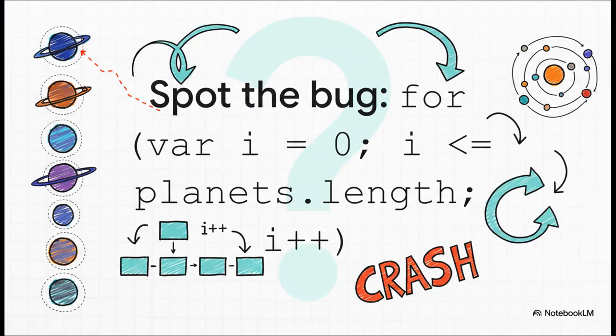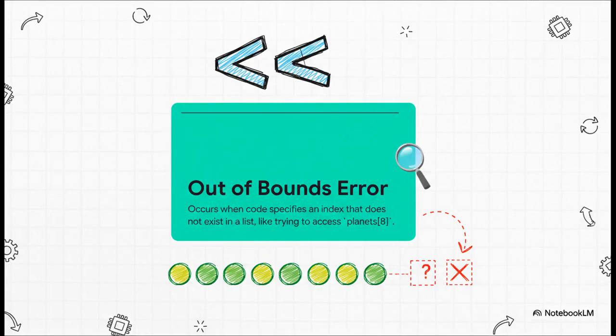Okay, pop quiz time. We've got a list of the 8 planets, and since we start counting from 0, their positions, or indices, go from 0 up to 7. Now take a close look at the loop's stopping condition. There is a 1-character mistake in there that will crash the whole program. Can you spot it?